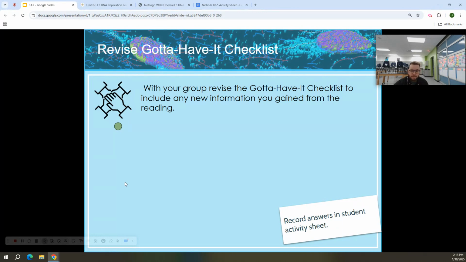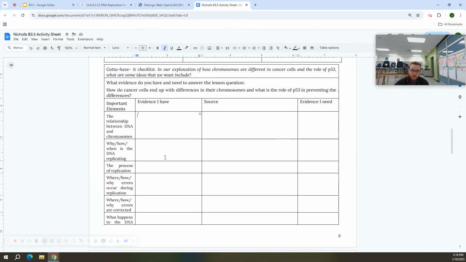All right. So now, I would just revise as I read. But if you didn't do that, then go back and revise that checklist now. So now you can go in and add more information, more evidence you have, new sources, from that reading. And now maybe, or hopefully, I don't have any evidence left that I need. So what I can do is go through and not delete that, but maybe highlight it yellow to say that, no, I have that now.